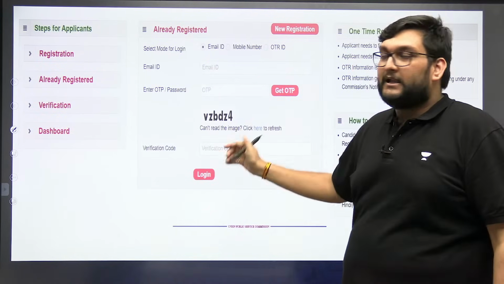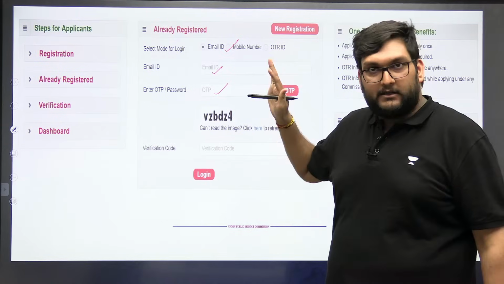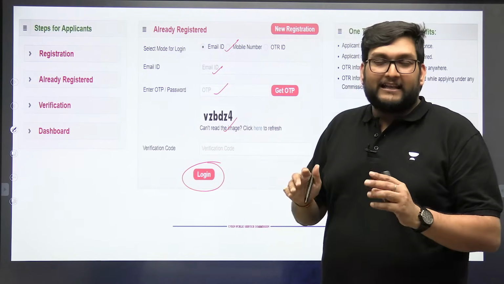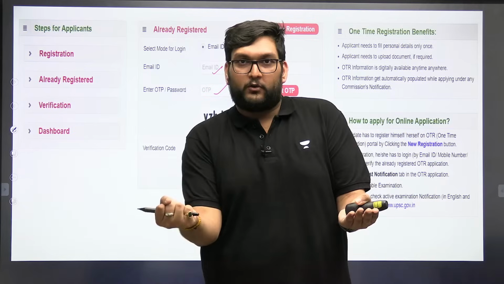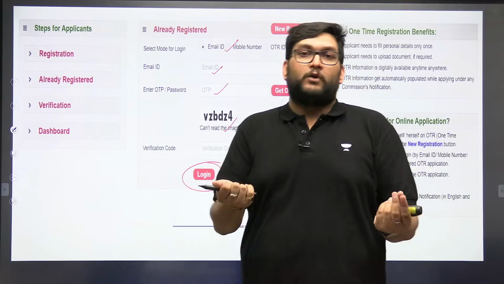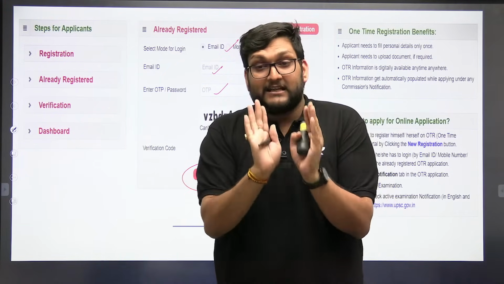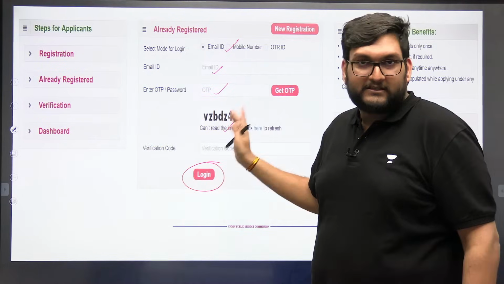Now you come here and you fill in that mobile number. You get the OTP and then fill in the OTP. The CAPTCHA will be added and you log in. So basically, there are two ways. One is a student who is already in OTR. For that student, you straight away log in. For a student who has not done OTR, he does OTR and then logs in. So please understand this. I cannot emphasize enough how important this process is.